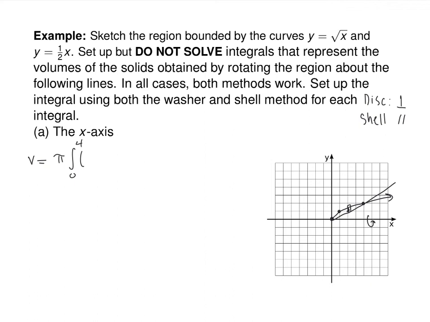Your R out is root x. Your R in is 1/2 x, dx. And that's good enough for a setup. If you want to check it, this should be 8 pi thirds. So that's the disk method.